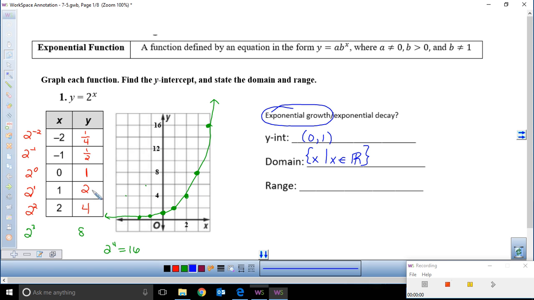If you pay attention to our graph here, when I substitute 1 in, I get 2. But when I substitute negative 1 in, I get 1/2, which is the reciprocal of 2. If I substitute 2 in for x, I get a y value of 4. But if I substitute negative 2 in, I get 1/4, which is the reciprocal of 4. When I substitute 3 in, I get 8. So if I substitute negative 3 in, I'm going to follow this pattern and get 1/8. If I substitute 4 in, I got 16.